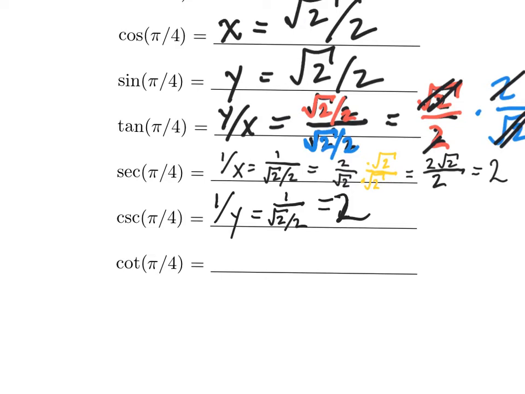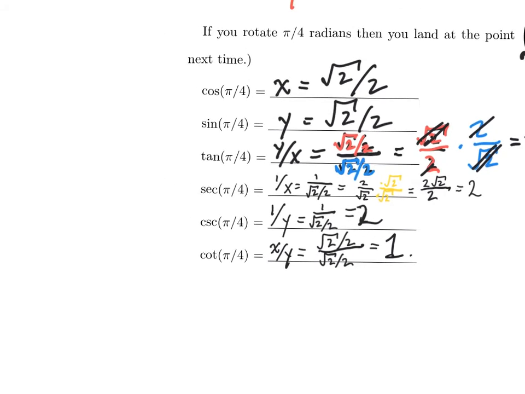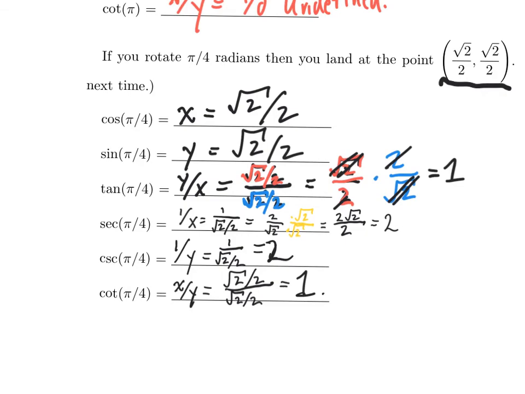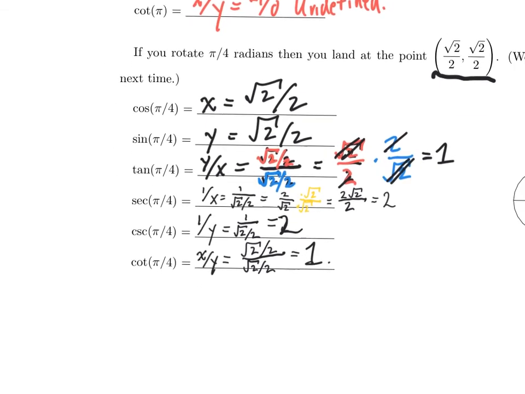Cotangent of pi over 4 is x over y. So that'll be x, root 2 over 2, divided by y, root 2 over 2. Again, we see the exact same thing in the numerator and denominator. In fact, we see the exact same thing as we saw when we computed tangent of pi over 4. And we could just remember what that was. That was 1. So there are all the trig functions at an angle of pi over 4. Cool.